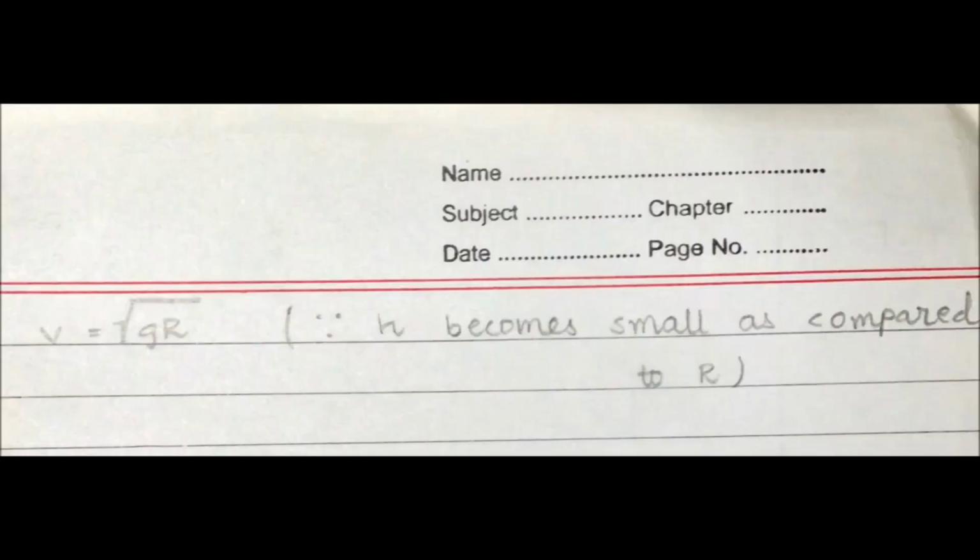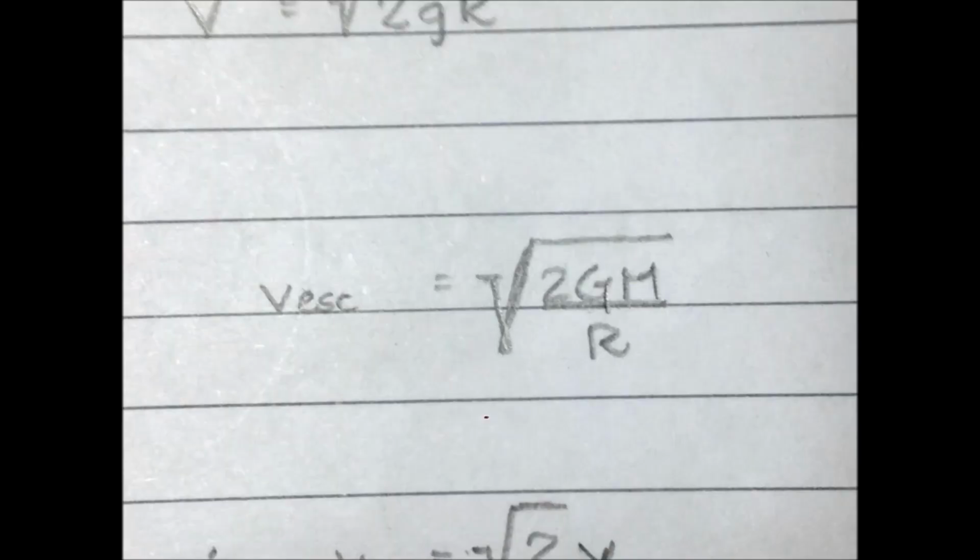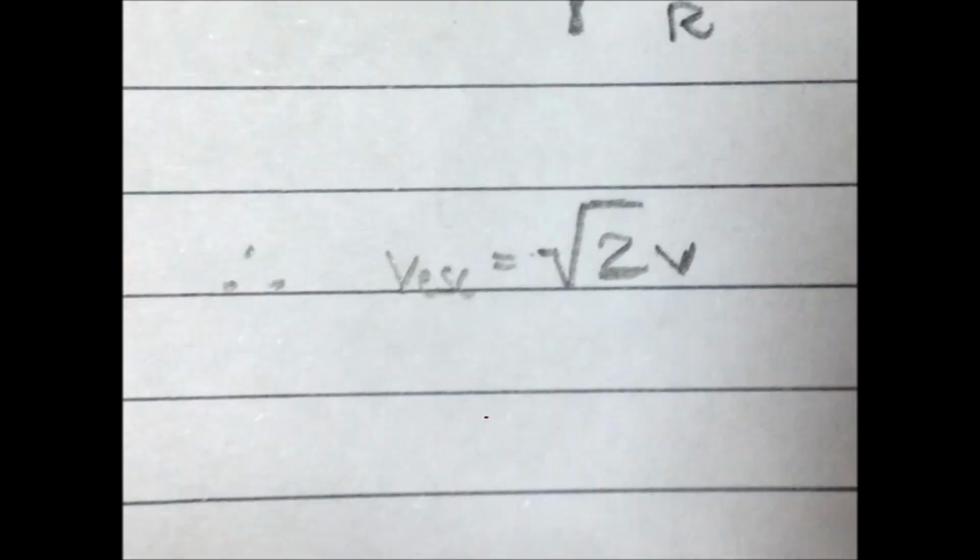If the satellite is orbiting very close to the surface of the Earth, h becomes significantly small as compared to the radius of the Earth. Therefore, the equation we get for orbital velocity is v is equal to root over g R. Now we compare this equation with the expression of the escape velocity, which is root over 2 g R. Therefore, we come to know that the magnitude of the escape velocity is root 2 times the orbital velocity of the satellite when it orbits very close to the surface of the Earth.